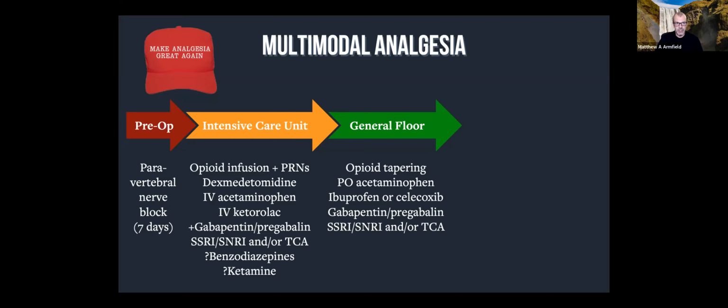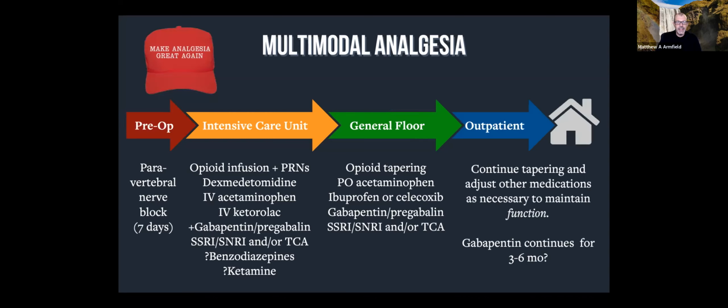When they hit the general floor, after about a week in the ICU, that's where I taper their opioids and switch to oral medications if possible. Then as an outpatient, I continue tapering their opioids and adjust other medications as necessary to maintain function. Usually I like to keep patients on gabapentin for about 3 to 6 months after the surgery, based on the amount of other medications that they're using at that time, such as Tylenol for pain control.